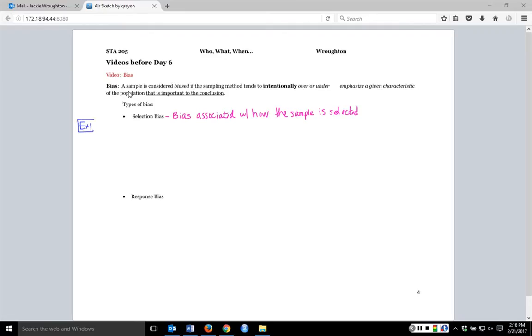Alright, so let's look at my first example here. Now the first thing I have to know and understand if it's biased or not is I really actually need to know who my population is. So let's suppose my population is all Boone County residents. So that's what I'm interested in studying. And let's suppose I take my sample, I only select non-smokers.